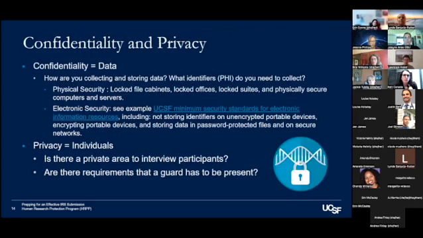So confidentiality has to do with data. Your own institution would likely provide you with what the requirements are here. Privacy has to do with your interaction with the individual. I think interviews are a good example of this. Zoom calls where other people might be listening.